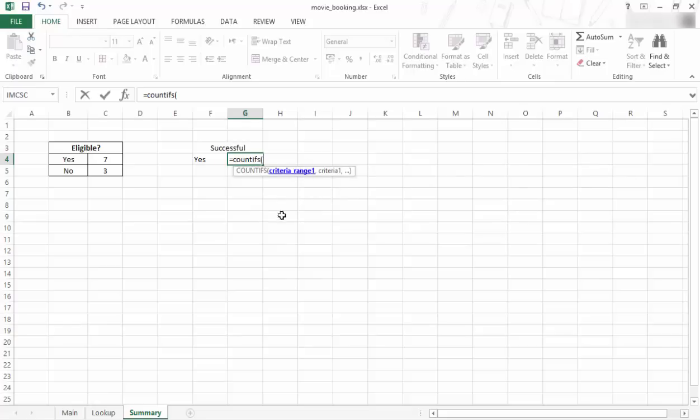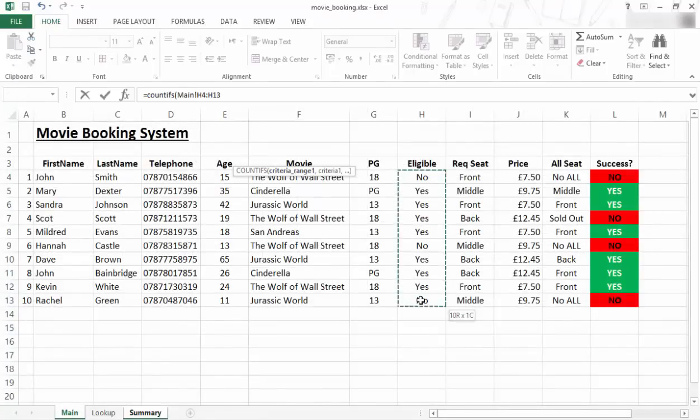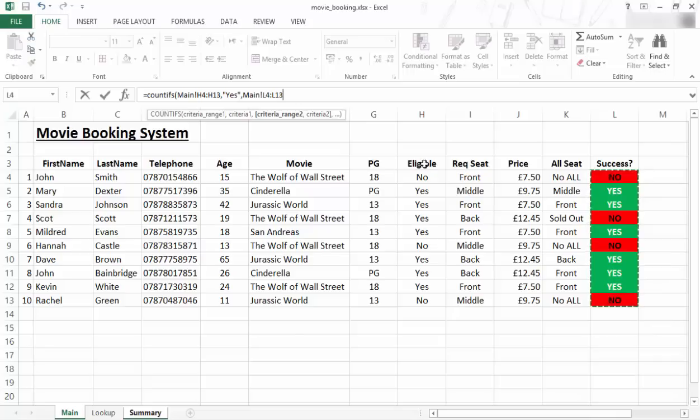Now it wants the range for the first criteria, range 1. So I'm going to select the range for the first one. You can see the Countifs criteria range 1. Then I'm going to say comma. Now it wants the criteria, so if that is a yes, you see that? So we've got the range and the yes, comma. Now we want the criteria for range 2. So it wants the range for the second one, comma, and then it wants the criteria, and again it's yes.